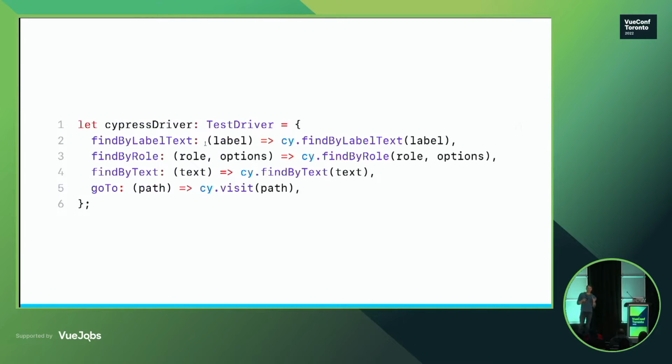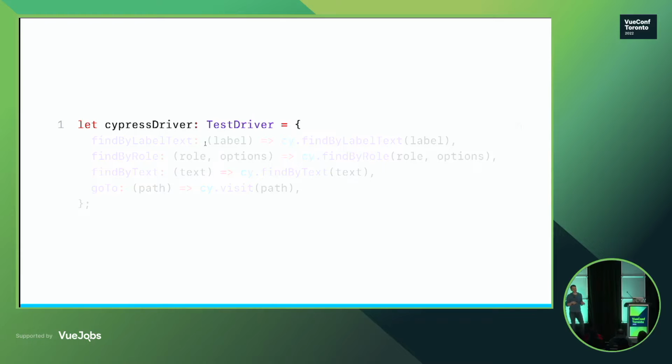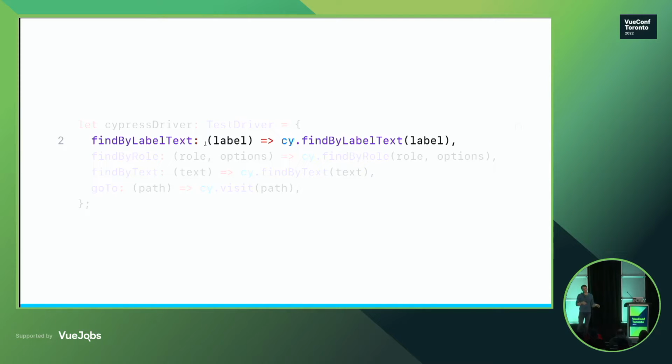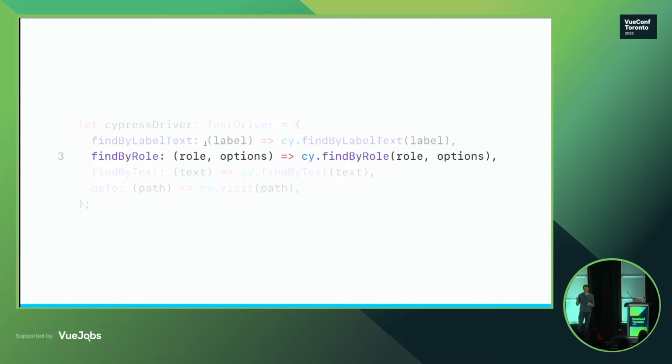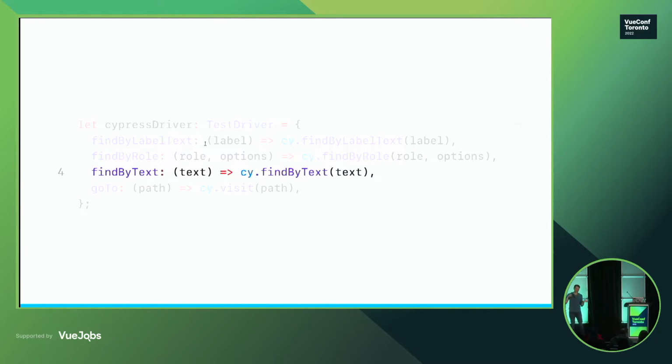And here we see a particular implementation. In this case, this is the Cypress driver implementation. I have to say that this is a very, very simplified version. The real implementation, there will be a link at the end to the GitHub repo, is a little bit more complex, but I think this sells the point very well. So here we have a Cypress driver implementing this test driver type. And here we have all the methods: first the find by label text method, where we use the Cypress find by label text method. Find by role, we use the Cypress find by role. Find by text, we use the Cypress find by text. And go-to, in this case, is just a wrapper around Cypress visit for opening a new page in the browser.